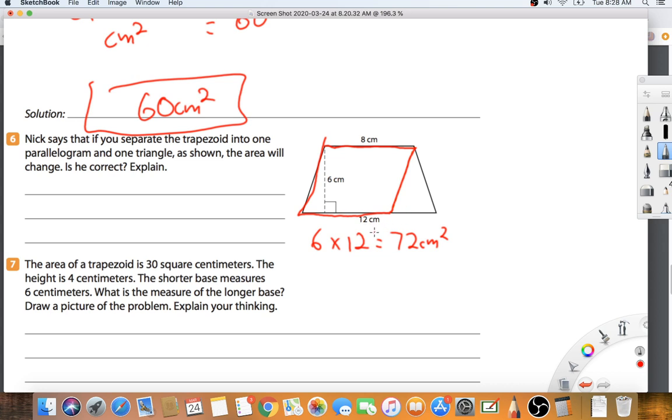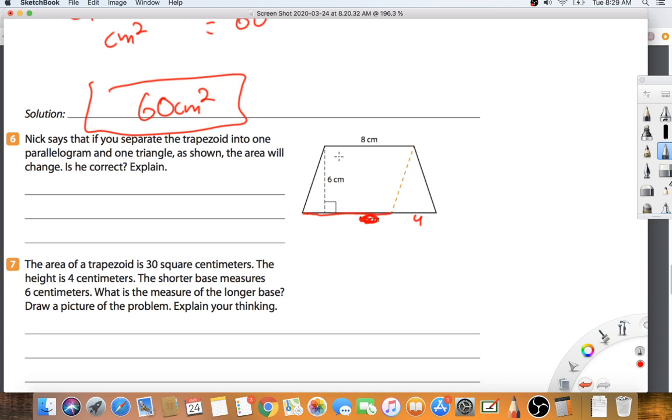The base is not 12. The base is 8. If this is 8, that means this is going to be 8. I forgot that that 12 is to help us find the triangle thing. So for example, the top is 8. If the top is 8, this is going to be 8. But this whole thing in the bottom is 12. So this is 8. I need 4 more to make 12. It says 12 right here.